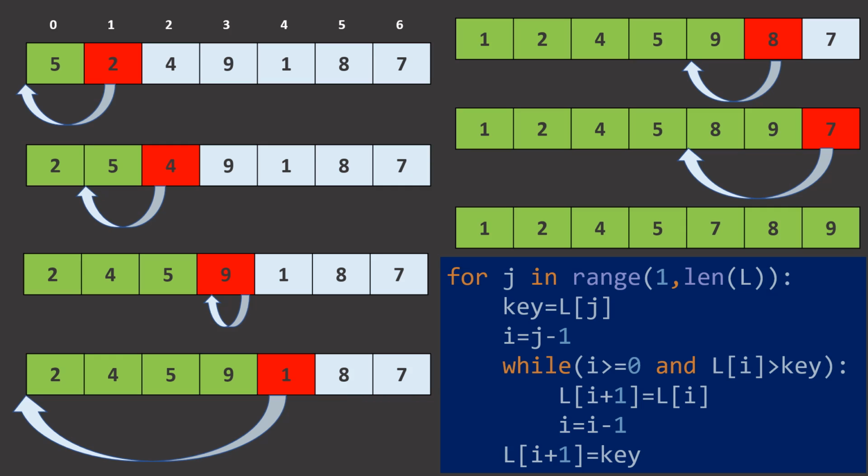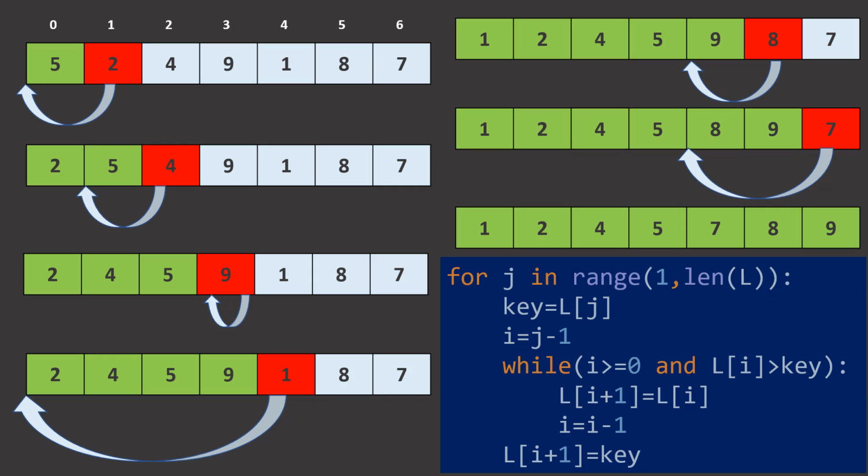So L of i plus 1 is equal to L of i. It will find that 5 is greater than 4, so 5 will move one position towards the right. Now your i becomes i minus 1. That means it will check the previous element, so i becomes 0 now. Key will be compared with 2 now, 4 will be compared with 2, and it will find that it is greater than 2. So your while loop will stop executing over there.